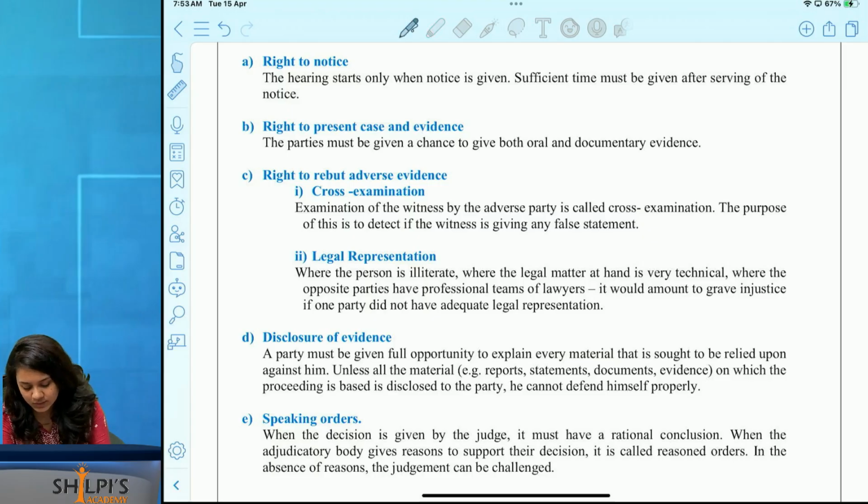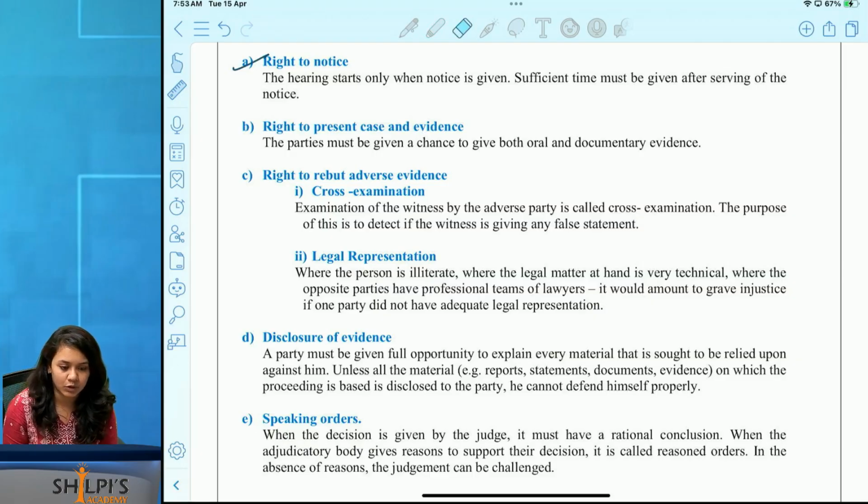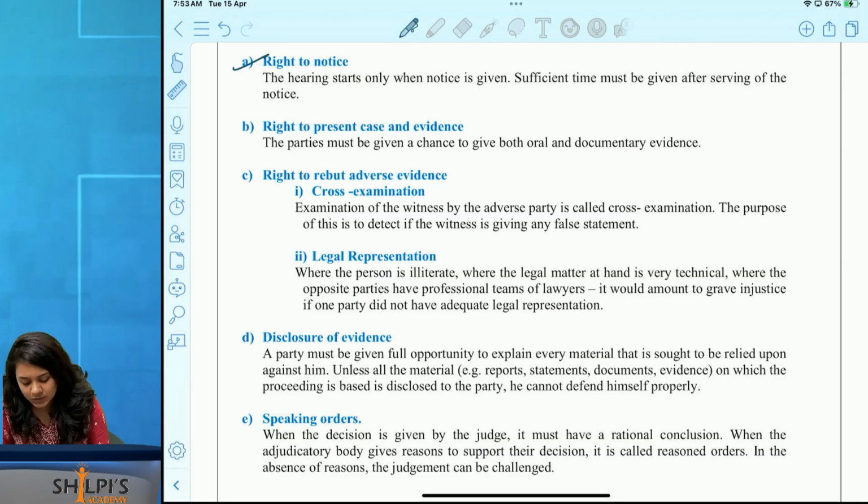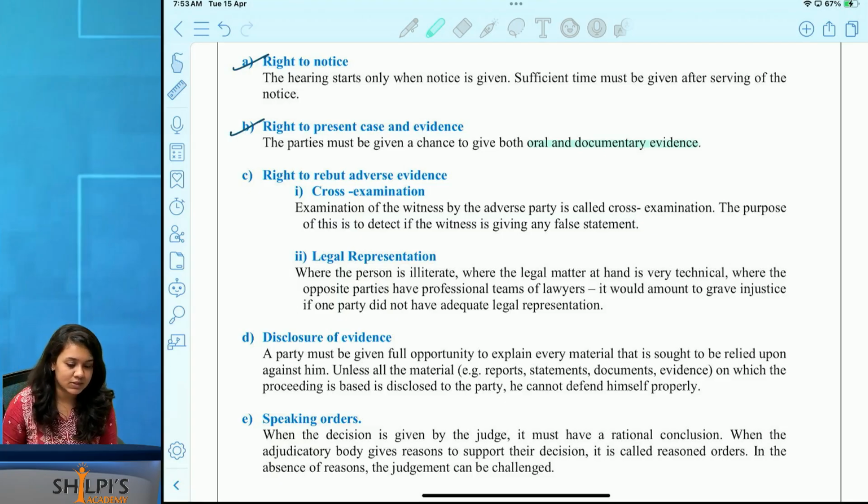The first one is the right of notice. Only when notice is given can we say that the hearing properly starts. Then a person should have the right to present their case as well as evidence, whether this evidence is oral evidence or documentary evidence. Then the right to rebut adverse evidence. So, in the sense that there is cross-examination wherein the witnesses are called by the opposite party for cross-examination. This is to simply check if the witness is giving any kind of false statement and to get to the truth of the matter.